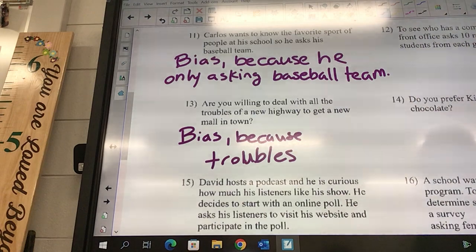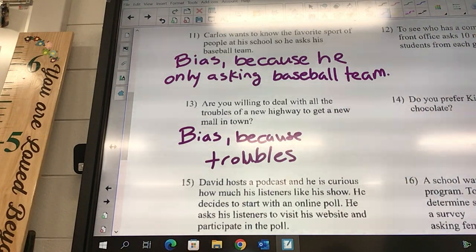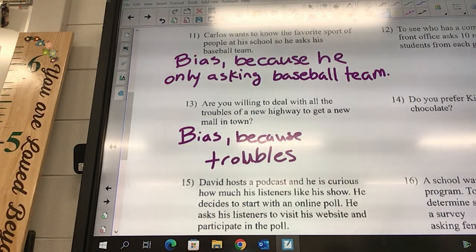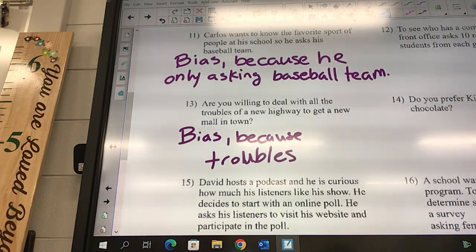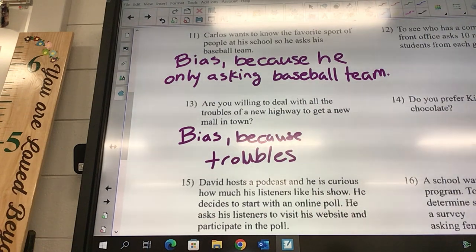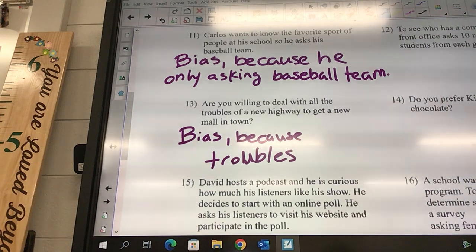Okay, so if it said, are you willing to deal with a new highway to get a new mall in town? That would be a perfectly legitimate question. And you are more than welcome to say, there is no bias. Okay, not all of these are going to have a bias. However, because it says the troubles of having a new highway, that makes it biased.